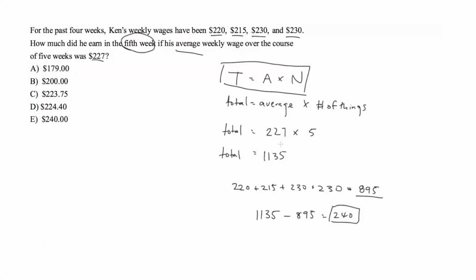In another question, instead of asking you to find the 5th wage, let's say they give you a different average value, and you have to figure out what the number of things is. Well, you would input the total, which would be given, and input the average, and then you find the number of things by dividing the total by the average. Vice versa, if you're given the number of things and the total, you can figure out the average by taking the total divided by the number of things.